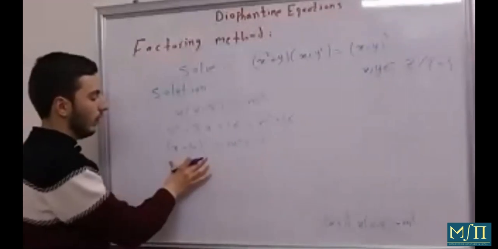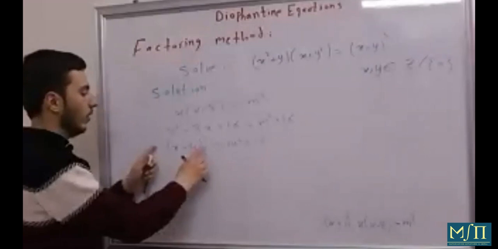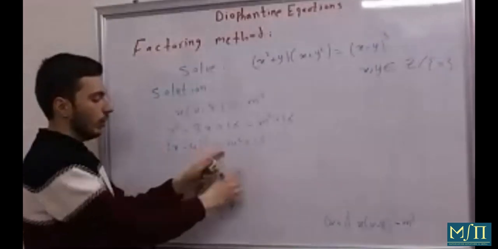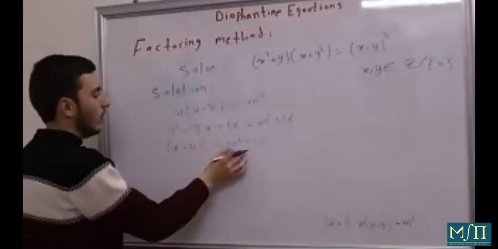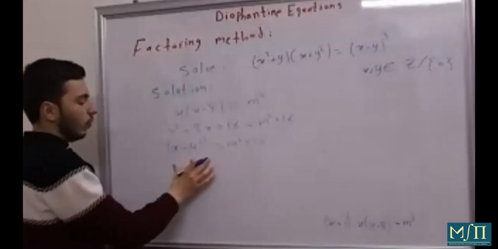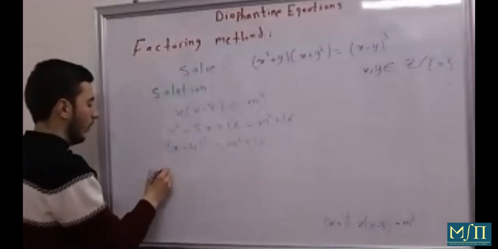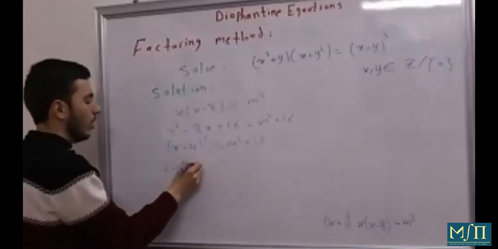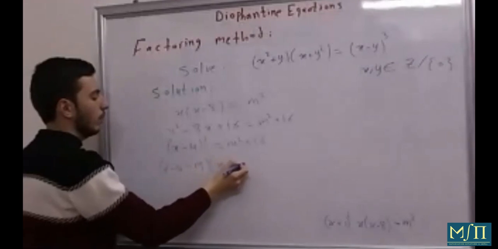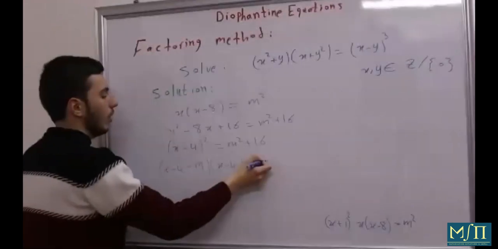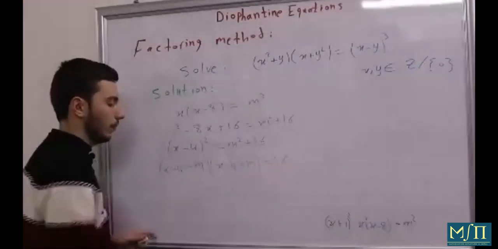We factorize the left-hand side. Well, now we have a perfect square and a perfect square, and we have an integer right here. So we can move this to the left-hand side and factorize it. So we have x minus 4 minus m times x minus 4 plus m equals 16.